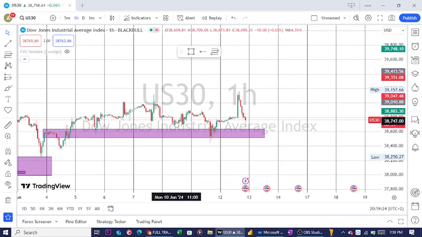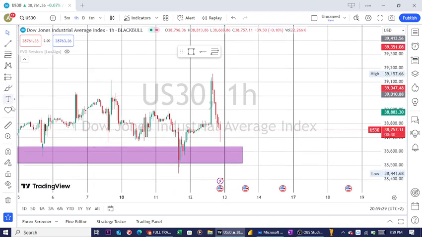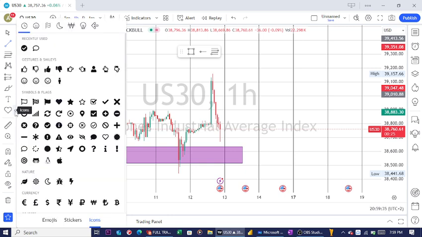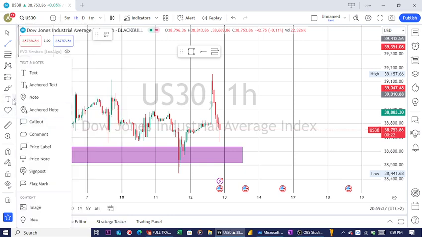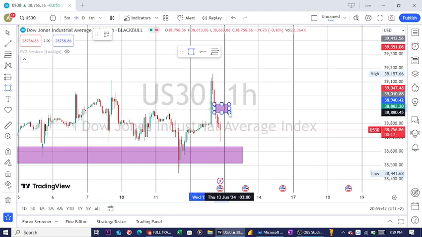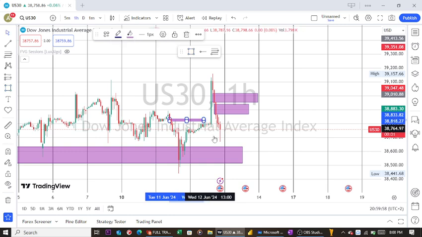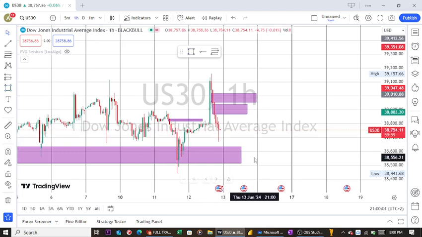So if I go over to the chart, how do I indicate it? We have a lot of fair value gaps here. This is the AS30 market. I have something of this nature here. This is a fair value gap here. This is a fair value gap here. This is a fair value gap here. This is a small fair value gap here. This is a fair value gap here.